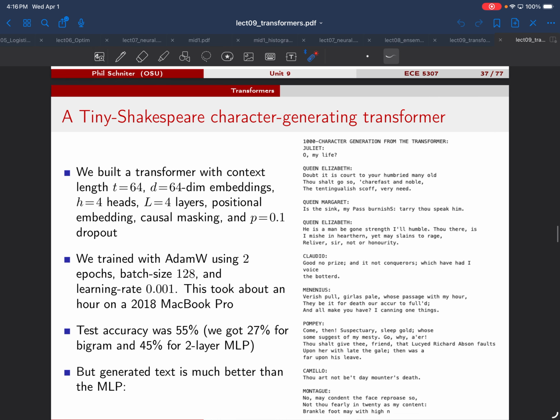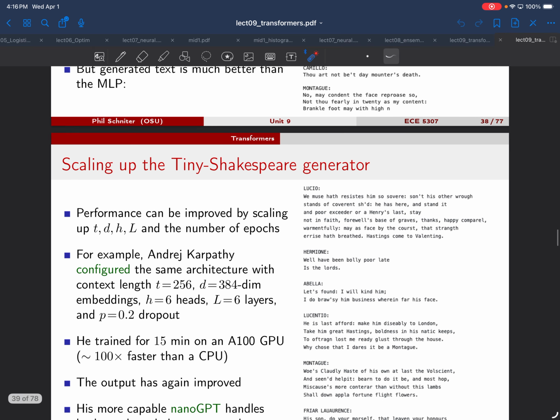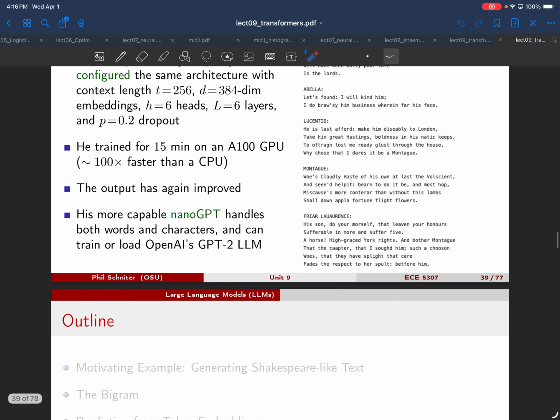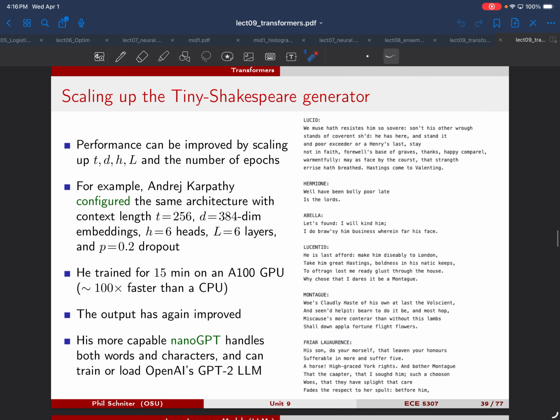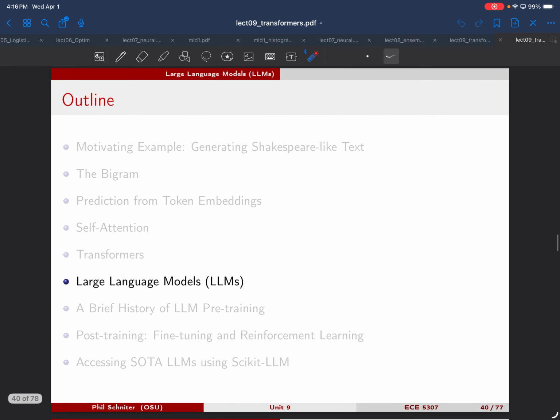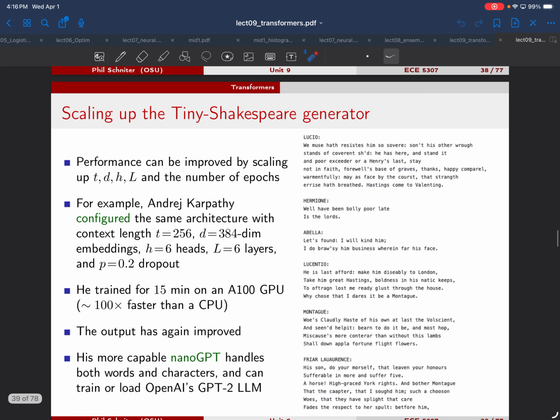And then we saw on our tiny Shakespeare data set that this worked quite a bit better than the other methods we had tried before. And if you scale this up using more and more computation, it just keeps getting better. Okay, so that brings us to where we are. Are there any questions about anything covered so far?